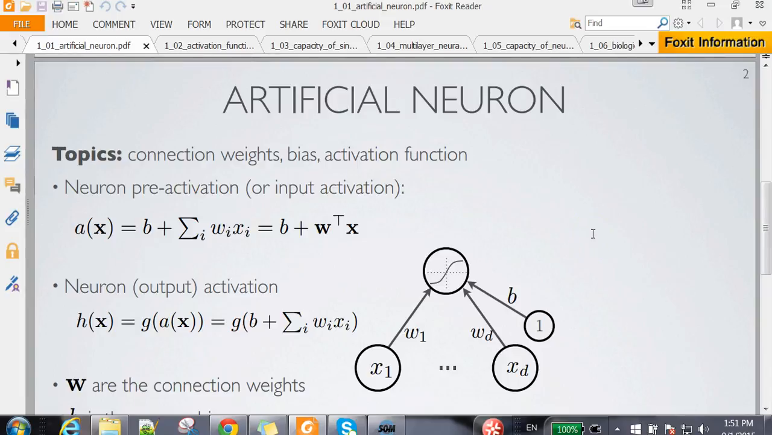Okay, this is a picture of an artificial neuron, and we have some inputs here, and then we have an artificial neuron, a single artificial neuron here. And the way this works is we have these inputs, x1 through xd. You can have more than one input, so just x1 to many inputs.